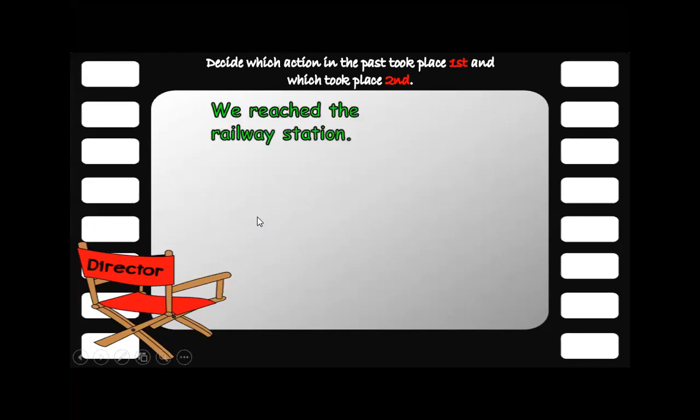We reached the railway station. The train left. I want to put by the time. By the time, like before. After by the time, you use the second action, the past simple, okay?